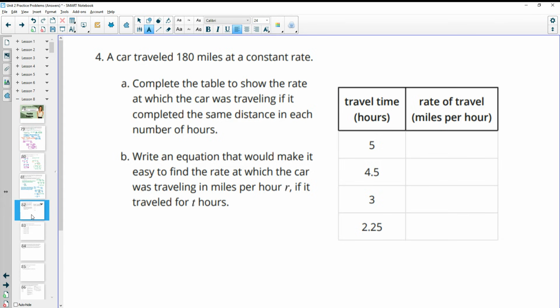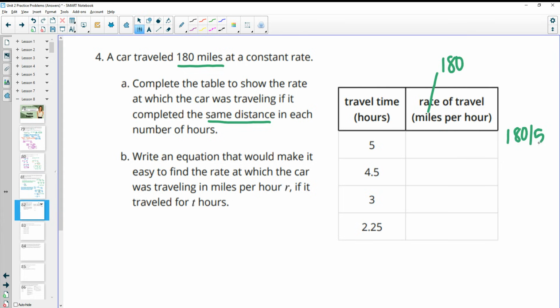Okay, number 4, a car traveled 180 miles at a constant rate. Complete the table to show the rate at which the car was traveling if it completed the same distance in each of the number of hours. So the rate is miles per hour. So we take the miles driven divided by the hour. And remember, the miles is 180 in each case. And then the hours are changing.